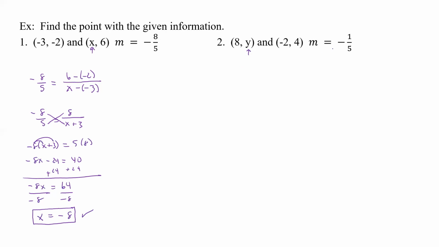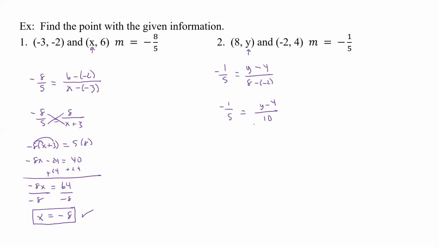Now, what about this one? Well, I'm going to do the same thing. I'm just going to set up the problem. Negative 1 over 5, which is my slope, is equal to, now I'm going to keep this one first, y minus 4 over, now I have to keep the 8 first, 8 minus a minus 2.